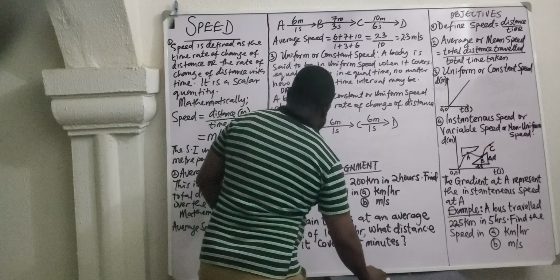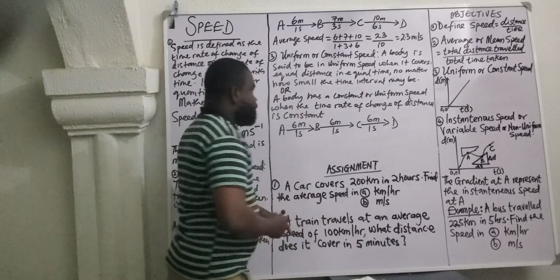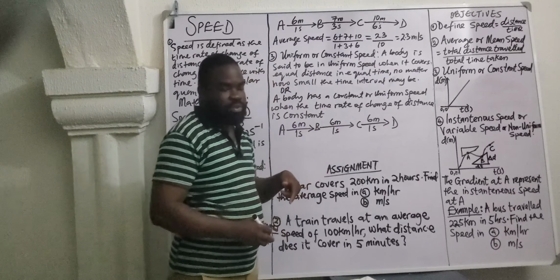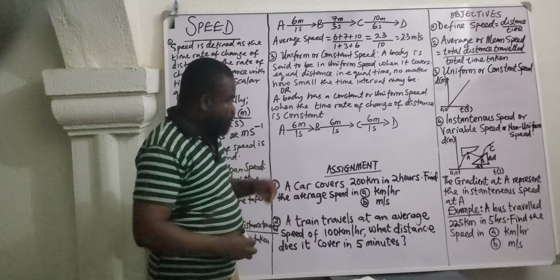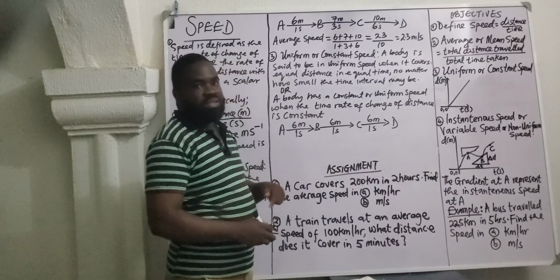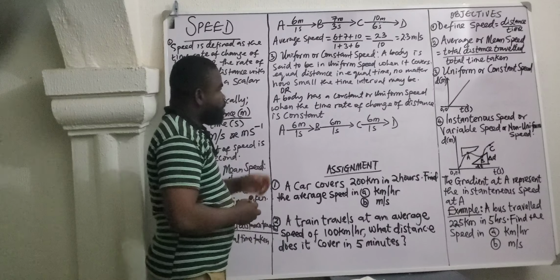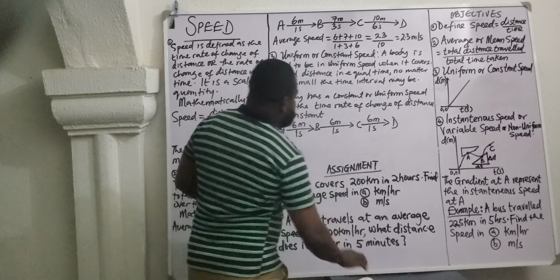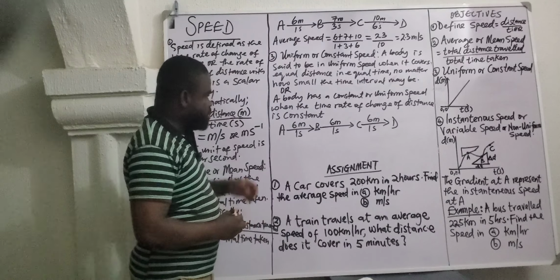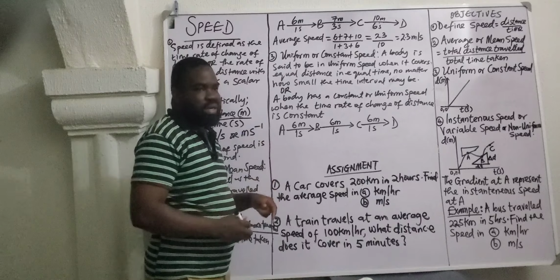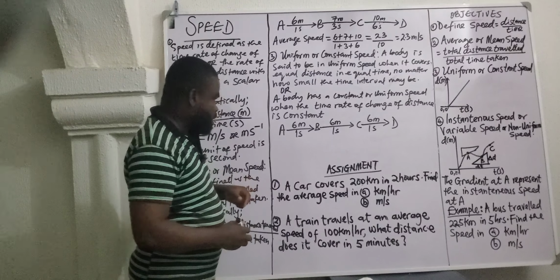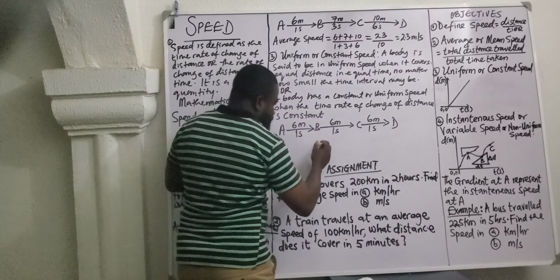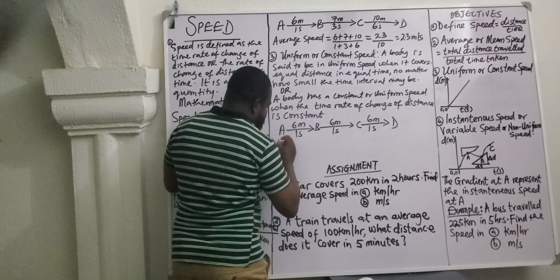So once the distance is equal and the time is equal, what you will have is what? Uniform or constant speed. Now, we can obtain uniform or constant speed from a graph of distance against time. So we say if we have a distance time graph and we take the slope or gradient of that distance time graph, we will get uniform or constant speed. What am I saying?